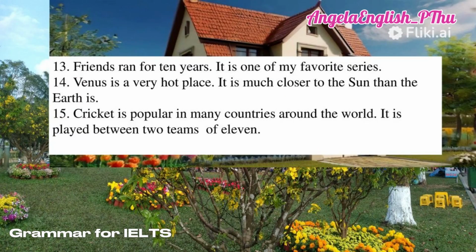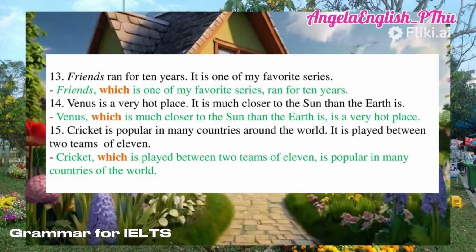13. Friends ran for 10 years. It is one of my favorite series. 14. Venus is a very hot place. It is much closer to the sun than the Earth is. 15. Cricket is popular in many countries around the world. It is played between two teams of 11. Here are the answers from 13 to 15.